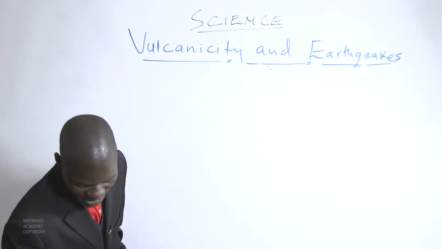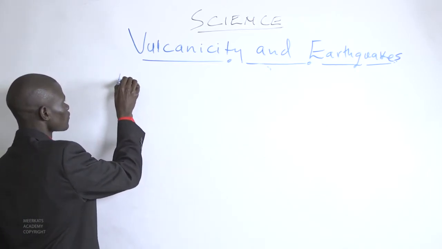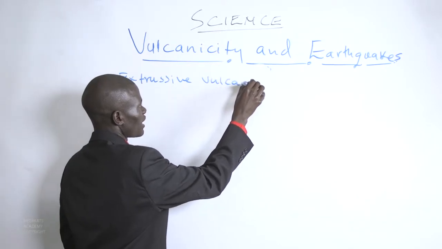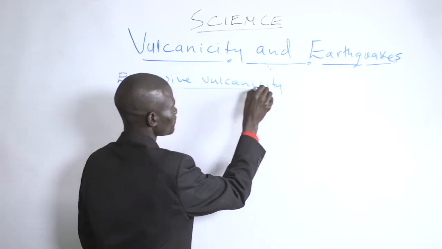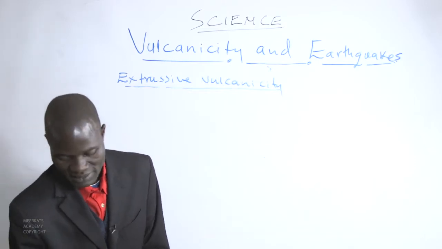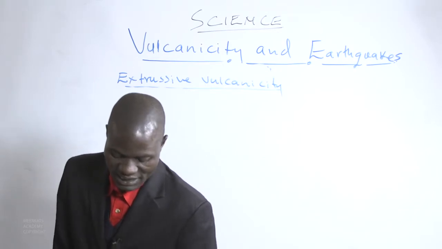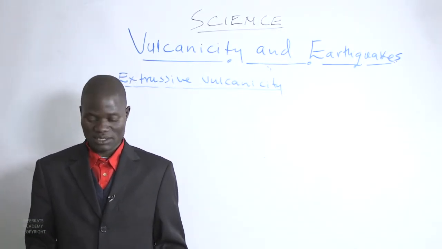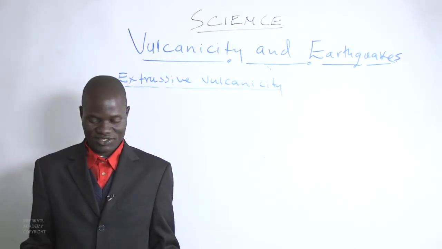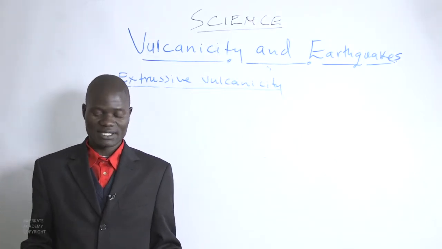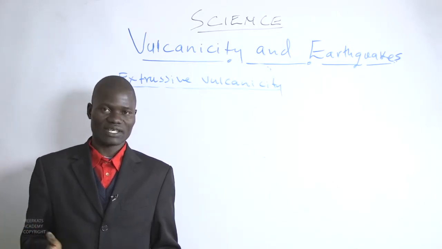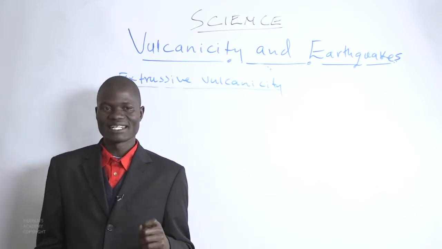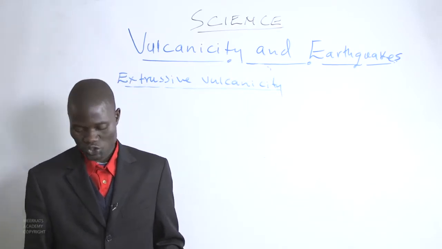Extrusive volcanicity is the type of volcanicity that involves the processes when the volcanic materials are ejected onto the Earth's crust and onto the Earth's surface. As a result, during the cooling and solidification of the material, the volcanic eruption will result in the formation of extrusive landforms.